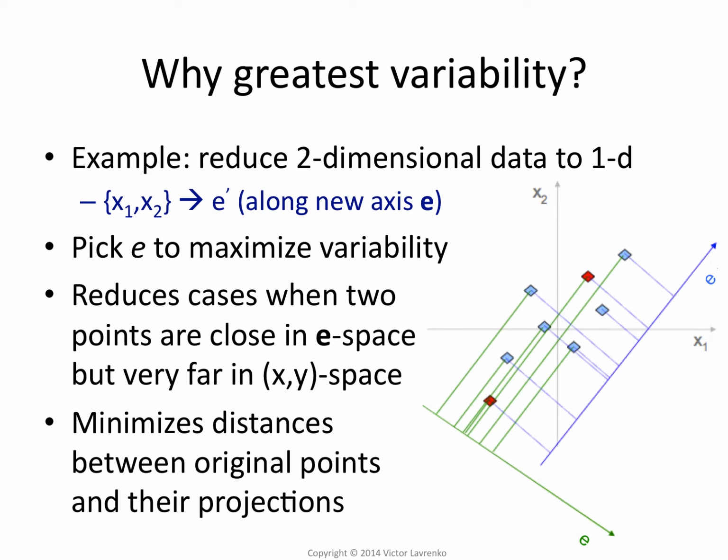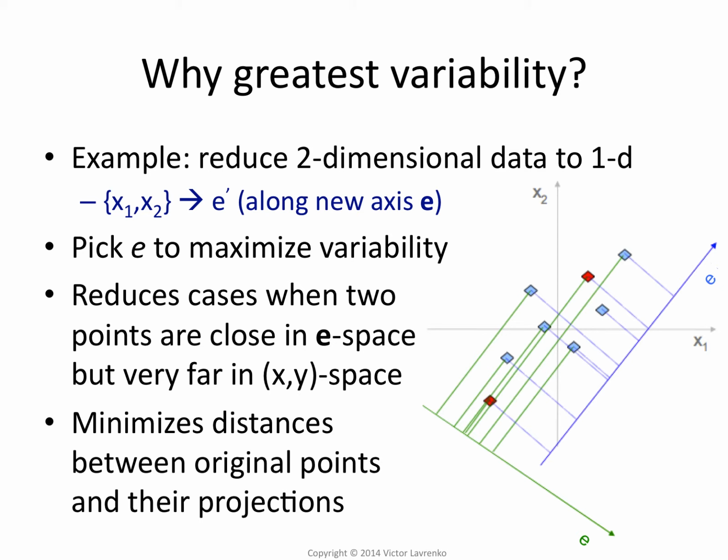So suppose I have a little two-dimensional data set. These are just a set of points. Ignore the colors for now. And suppose that I'm looking to reduce the dimensionality. So I'm trying to embed these two-dimensional points in a one-dimensional space. So I'm only going to have one dimension, a line. I'm going to call that line E.